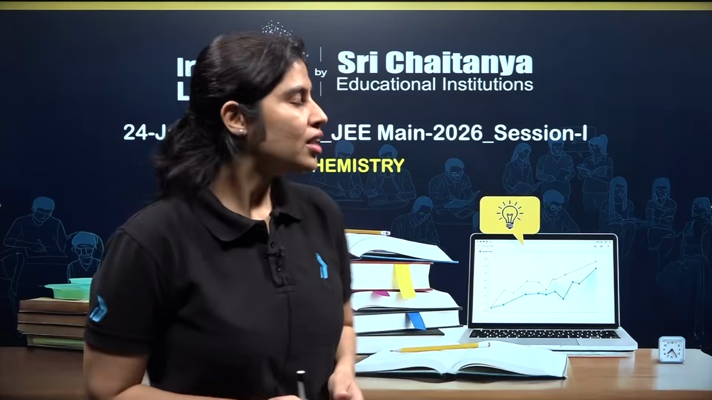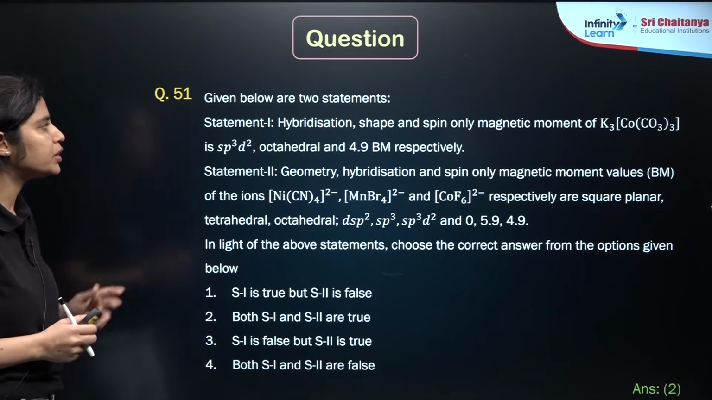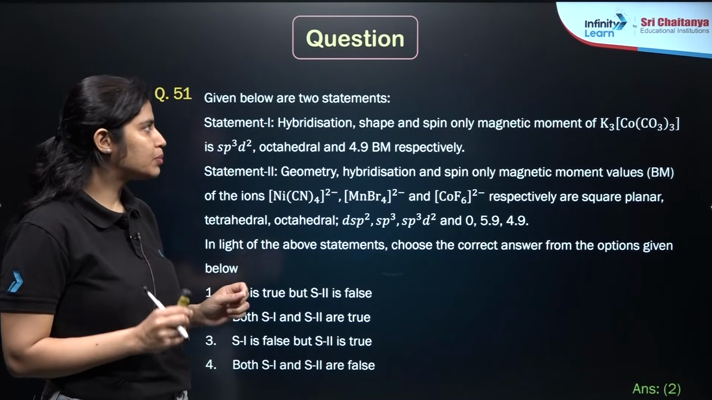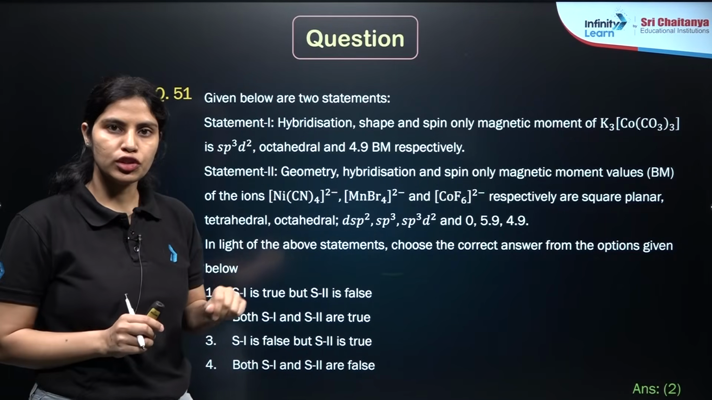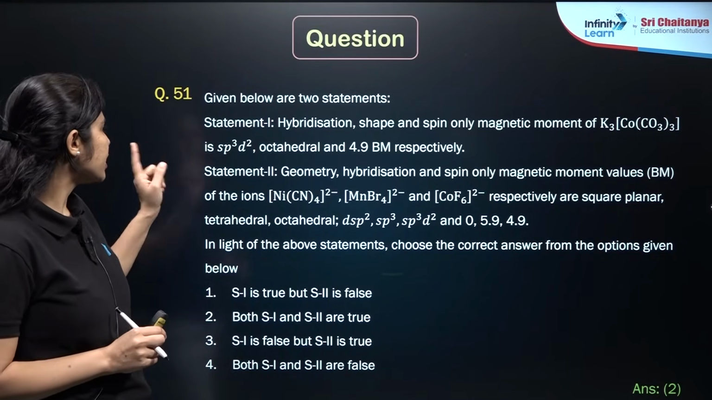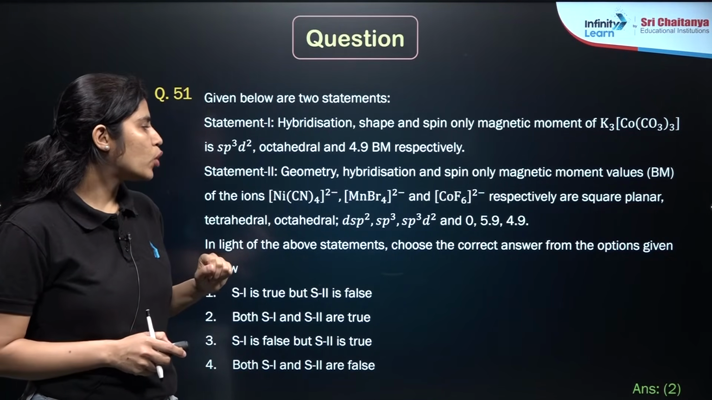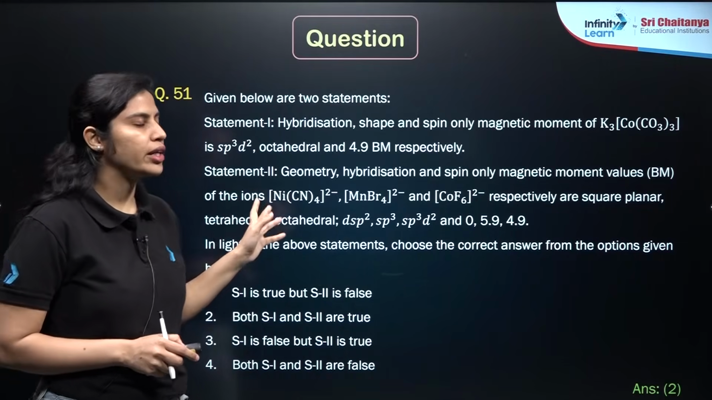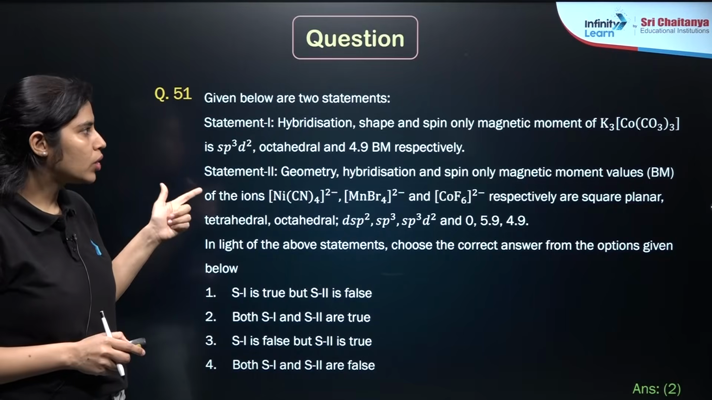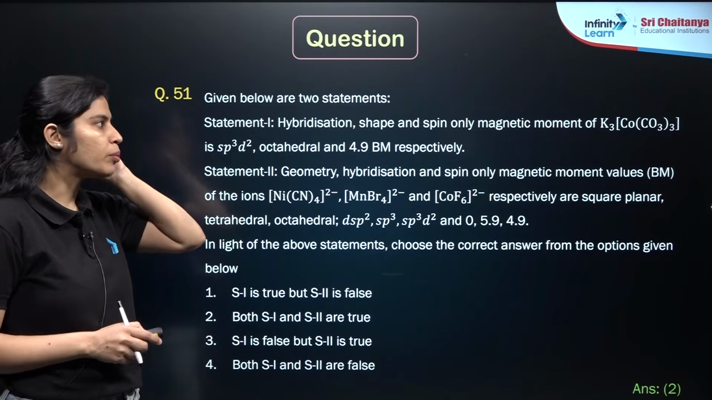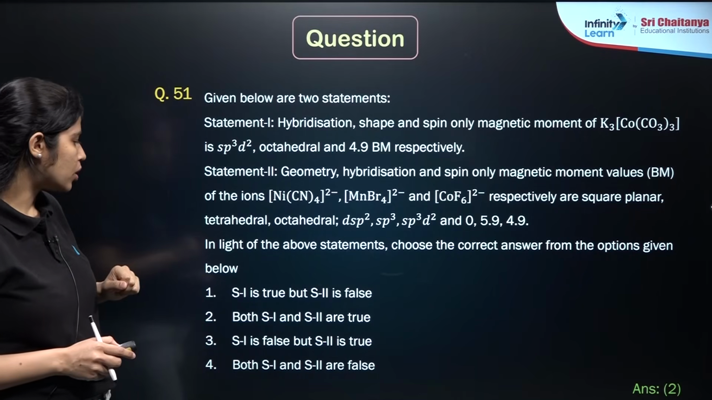Let us begin. Let's look at the first question that came. Statement 1: hybridization, shape, and spin only magnetic moment of the given complex compound are sp3d2, octahedral, and 4.9 Bohr magneton respectively. So we have to find out its hybridization. We have to find out if it is octahedral or not, which we can clearly see from here itself that it is going to be an octahedral compound, which is absolutely right. That is not a problem.